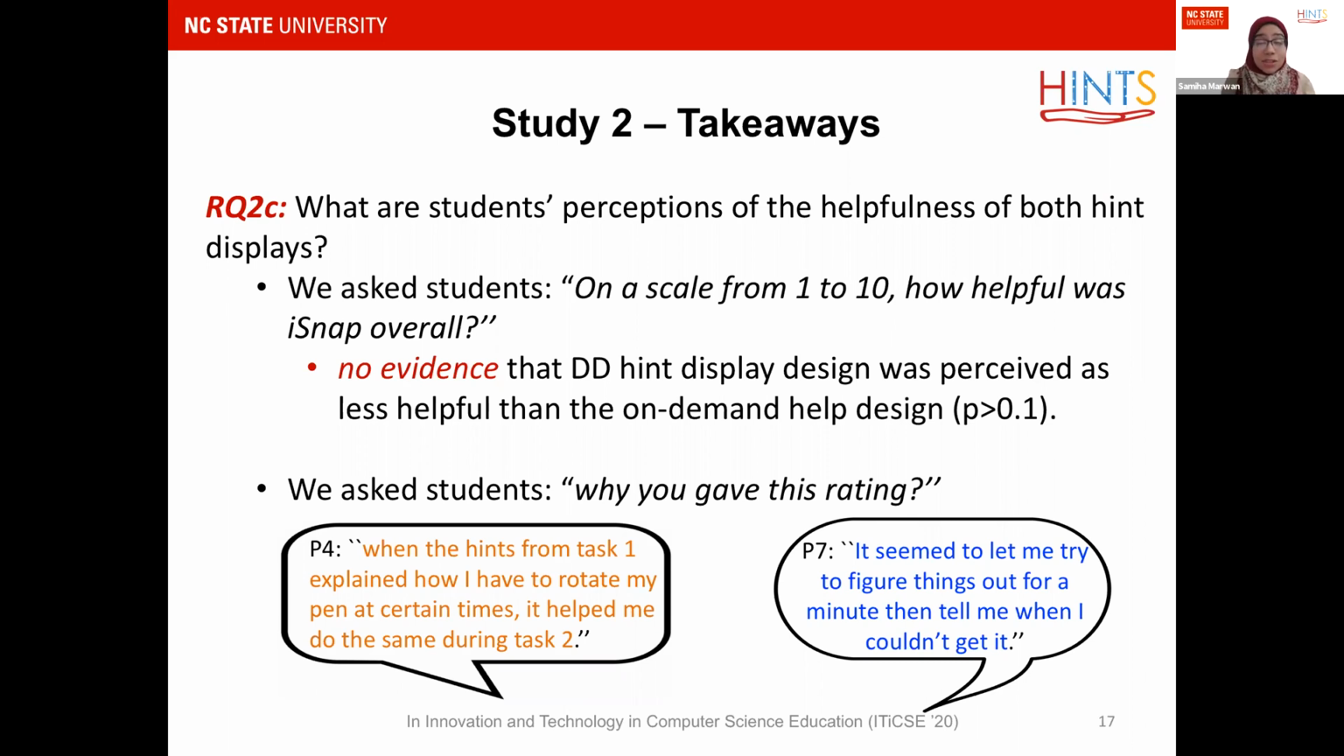Some students also noted the intelligence of the system, where they said, for example, "It seemed to let me try to figure things out for a minute and they'll tell me when I couldn't get it." So it looks like they captured that they will not get hints all the time. They're just getting them only when they need them.